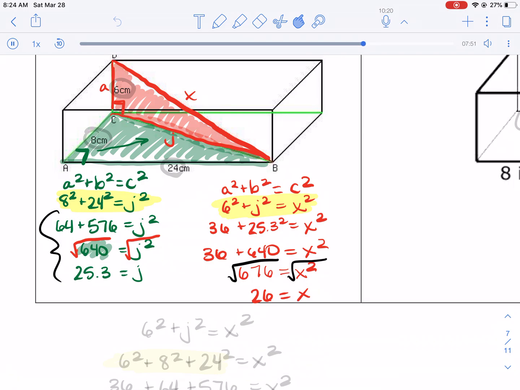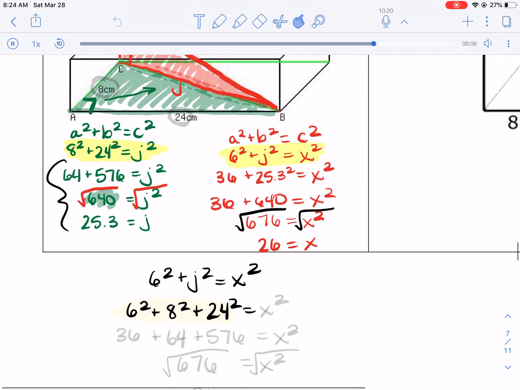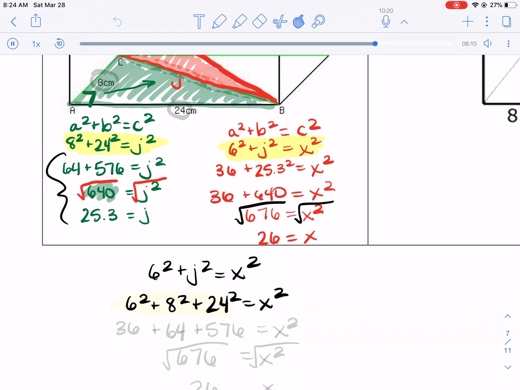So let's do that. We're going to put in 6 squared was my first thing plus j squared. Here's the equation I wanted to solve for x, right? So let's put in 8 squared plus 24 squared for j squared. And now I have this lovely little formula, and I can just solve for x squared. So 6 squared is 36. 8 squared is 64. 24 squared is 576 equals x squared.